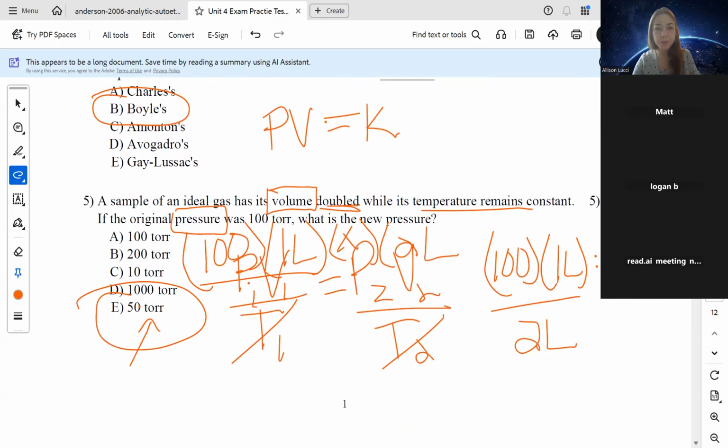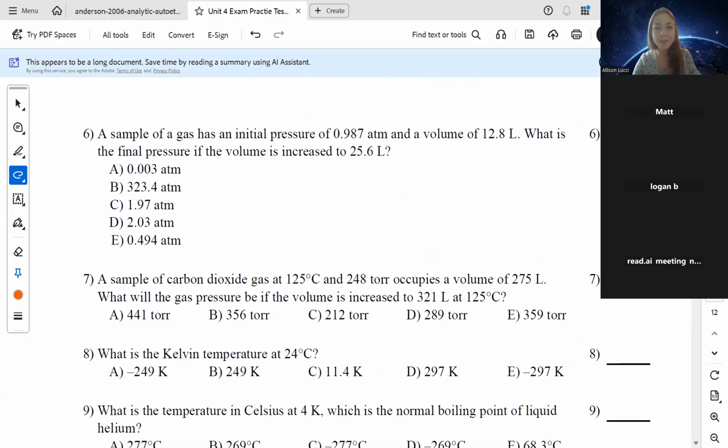All right, so we'll move to the next page if I don't see any hands.